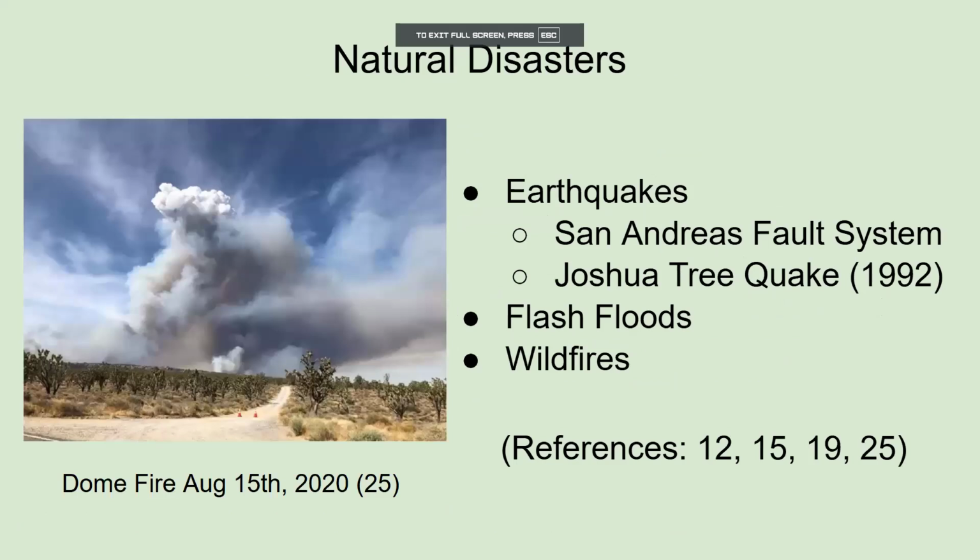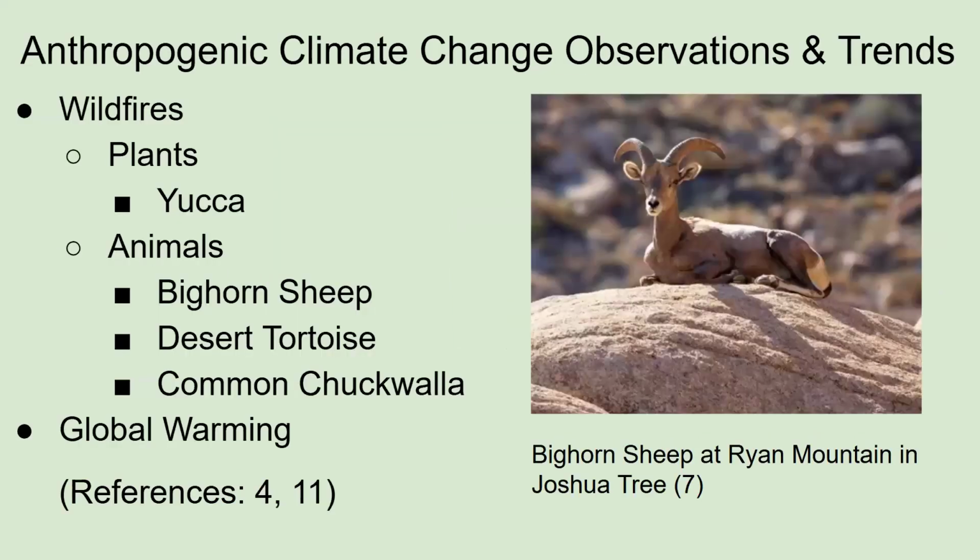Numerous earthquakes have affected the area of Joshua Tree due to its close proximity to the San Andreas Fault system, with one of the more notable being the Joshua Tree quake of 1992. The area is also subject to flash flooding and wildfires, such as the large Dome Fire pictured here. The effects of wildfires in the area of Joshua Tree National Park are leading to habitat loss for plants and animals, including the Joshua tree, a type of yucca, suffering a 90% habitat loss.